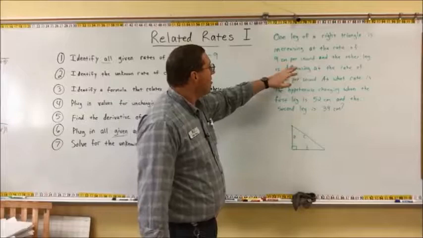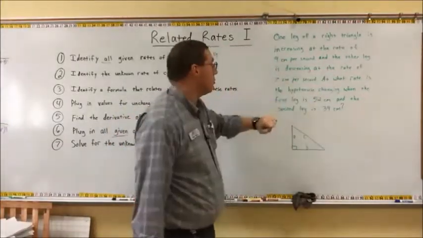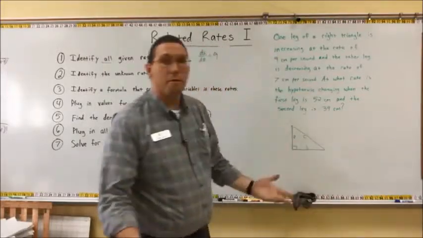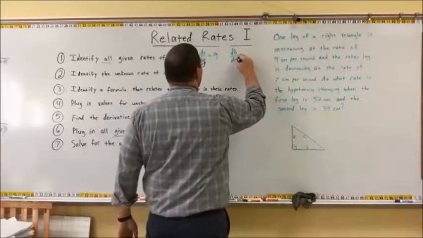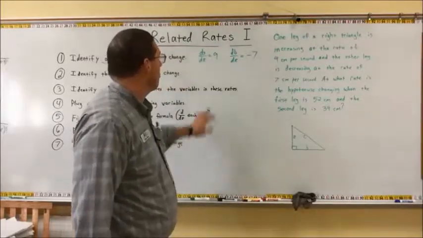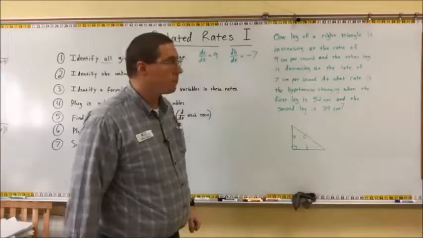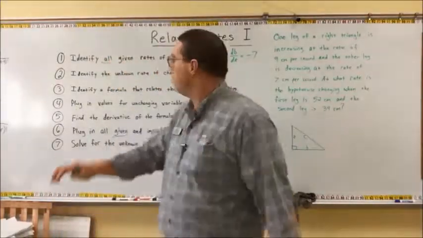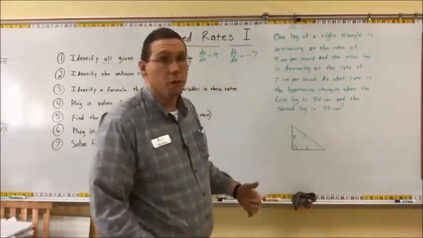So the other leg is decreasing. That means it's negative at the rate of 7 centimeters per second. Well, what's the other leg? If the first leg is A, the other leg is B. So that means that dB dt is decreasing, that's negative 7 centimeters per second. So dA dt is positive 9, and dB dt is negative 7. Well, if they gave us two rates of change, well then what could the unknown rate of change possibly be? Well, let's finish reading the question.